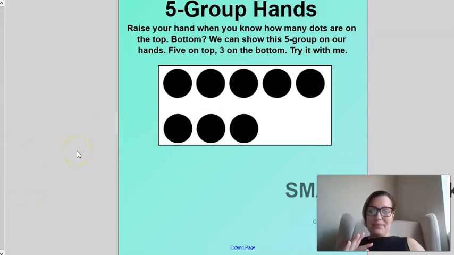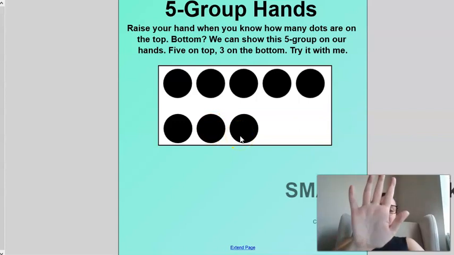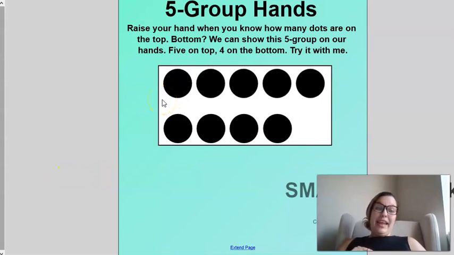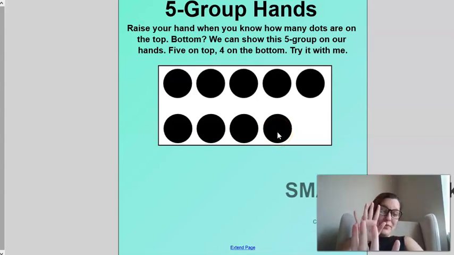So I got 5 on top, 2 on the bottom. How many on the top? 5. Very good. And how many on the bottom? 1, 2, 3. So I've got 5 up top, 3 on the bottom. Okay, how many up top again? 5. I love how quick we're getting. And let's count how many we have on the bottom. 1, 2, 3, 4. Very good. So I've got 5 up top, 4 on the bottom.